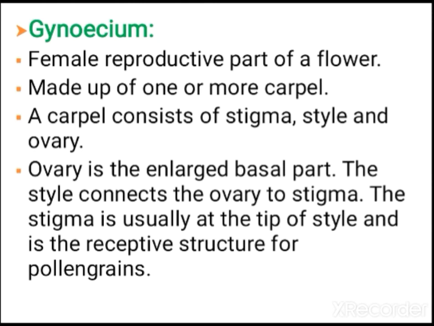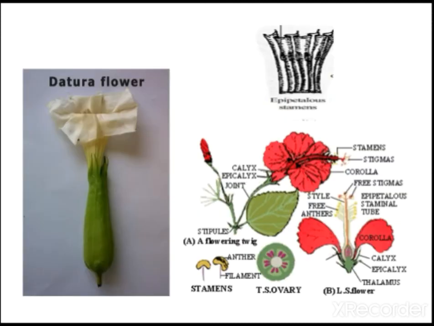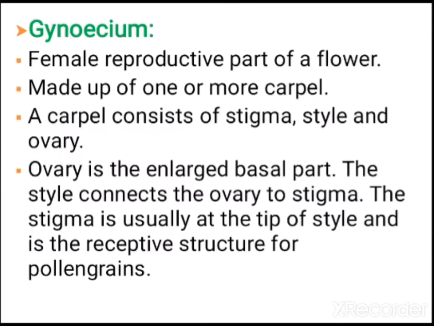The carpel consists of what? Stigma, style and ovary. The ovary is the enlarged portion. You can observe here, next is the style, then the stigma. In the case of hibiscus, five velvety structures will be there on the stigma. What is the purpose of the stigma? The stigma is the receptive structure for pollen grains. Through the style, the pollen grain passes and ultimately reaches the ovary. In the ovary, ovules will be there. On fertilization, ovules are converted into seeds.